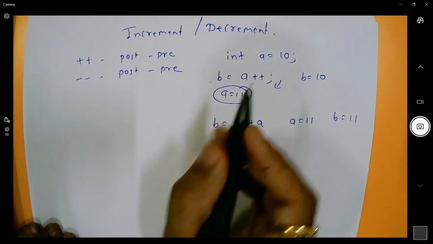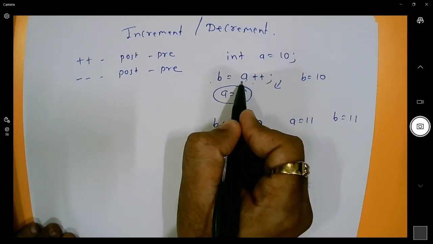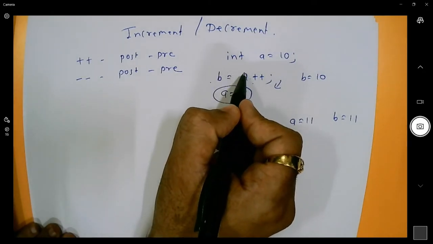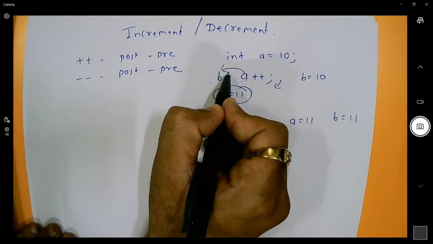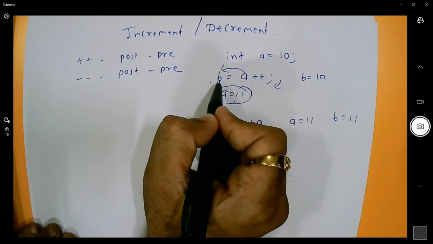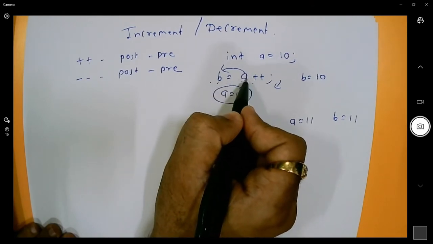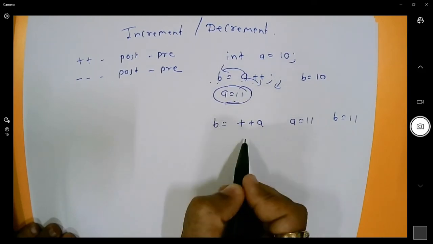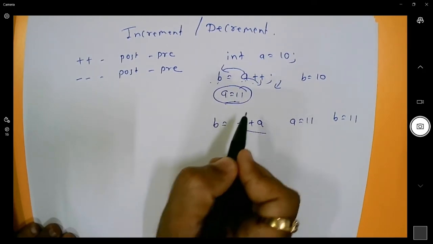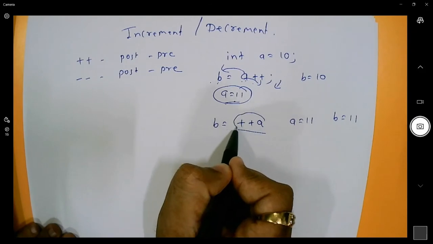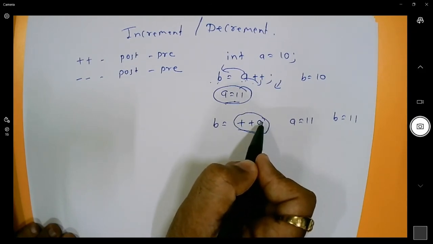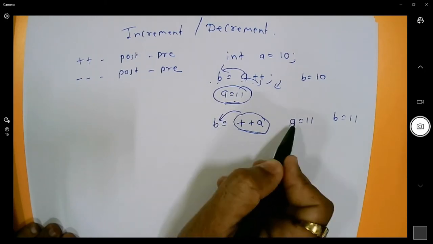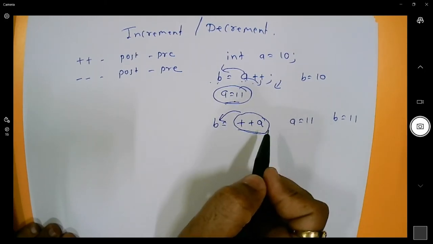So what happened here? Your a plus plus, that is post increment. So after the semicolon your a will be 11, but your a will be assigned first to b. So your a will be assigned to b, so your b will be 10, and then a will increment the value and you will get 11. But here if you are writing plus plus a, then your a will be incremented first. So it will be 10 plus 1, 11, and 11 will be assigned to b, and you will get a and b both the same, that is 11.